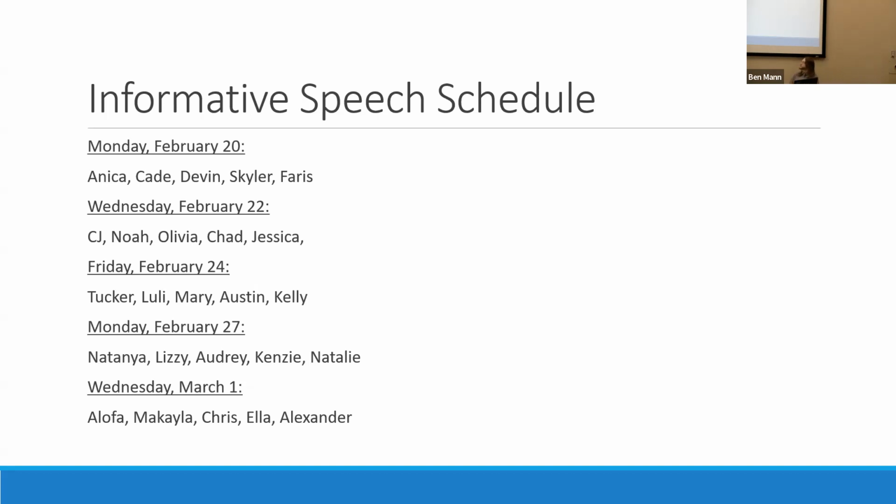CJ, Noah, Olivia, Chad, and Jessica scheduled for Wednesday, the 22nd of February. Tucker, Luli, Mary, Austin, and Kelly scheduled for Friday, February 24th. Natanya, Lizzie, Audrey, Kenzie, and Natalie scheduled for Monday, the 27th. And Alofa, Michaela, Chris, Ella, and Alexander scheduled for Wednesday, March 1st. So that's only 5 speakers each day since the speeches are longer. Again, let me know if you anticipate a conflict. Otherwise, you should plan to join us on that day.